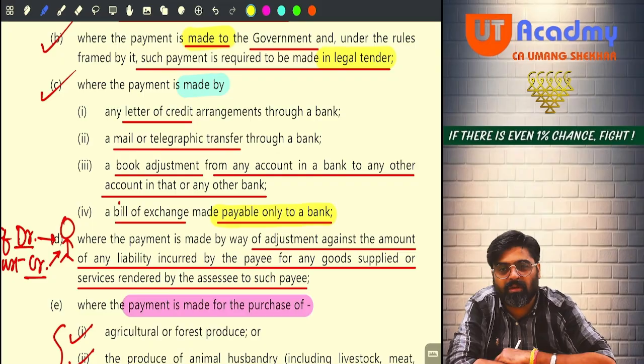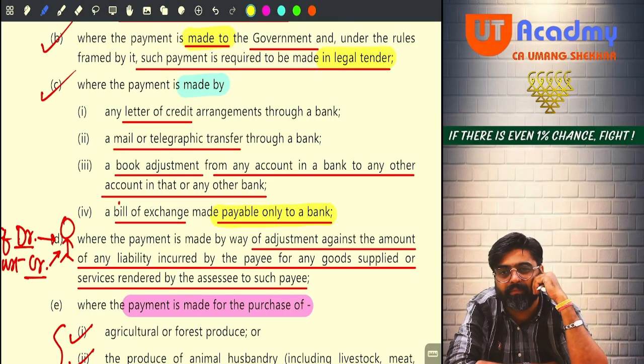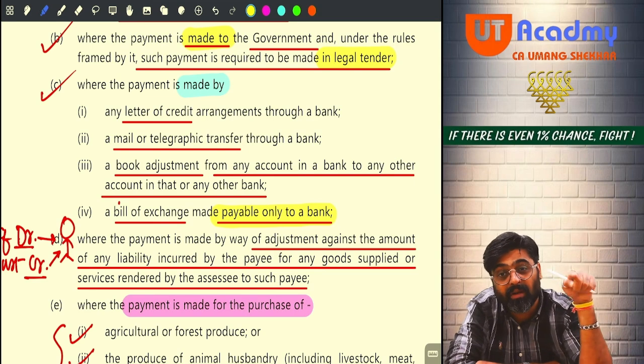So for your business or profession, you might have incurred some expense. For that expense, you now need to make the payment to the bank. But how are you paying the bank? You are issuing a bill of exchange. Through that bill of exchange, you are making the payment. Bill of exchange payable to a bank.